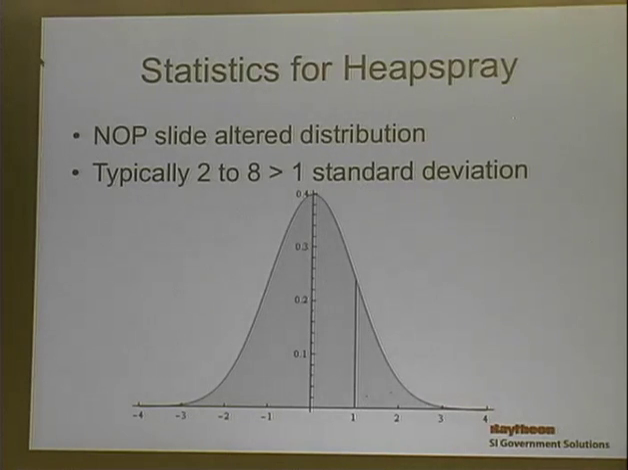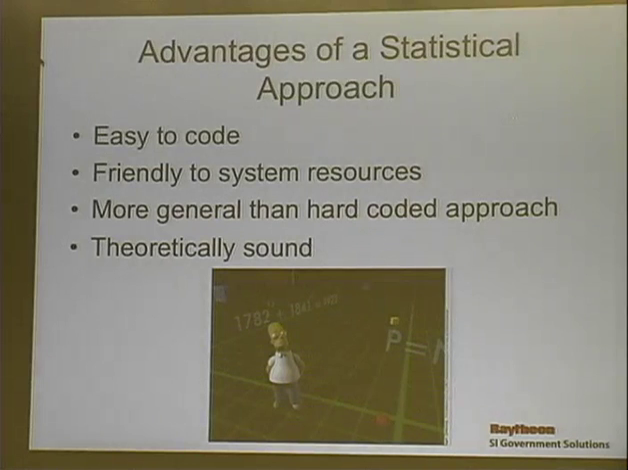However, for a heap spray, what happens is the nop slide completely destroys this distribution. So typically you only see about 2 to 8 values being 1 standard deviation greater than the mean. So the advantages of a statistical approach: this time it's actually easy to code. These methods are right off the shelf, fairly easy. It's friendly to system resources. It's a lot more general than just hard coding some magic number and, you know, magic happens. It's also theoretically sound. There's a lot of proofs and stuff. It's math. That's what we do.